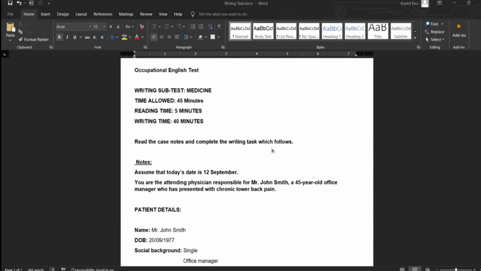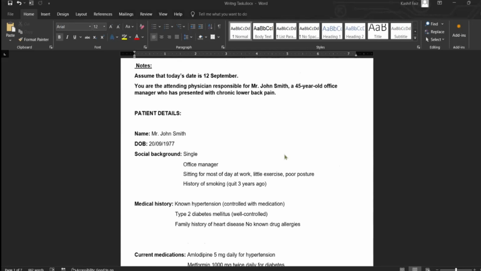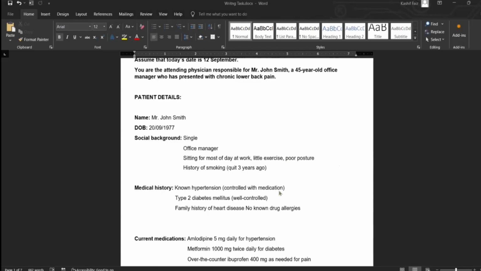What exactly is the address? We have to mention the address next to the date. Then we'll mention the REF and the patient name. And if it is given, we'll mention the age or date of birth. Then I'm referring to the patient again, Mr. John Smith, who is suffering from chronic lower backache.